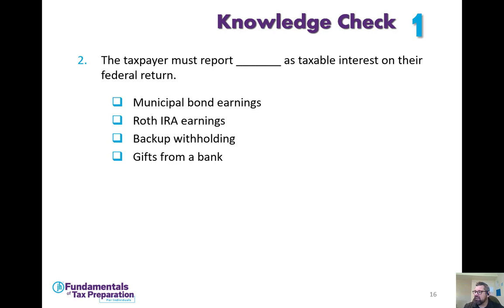So a taxpayer must report as taxable interest on their federal return. So here it's mentioning municipal bonds, the Roth IRA earnings, backup withholdings, and gifts from a bank. So municipal bonds are never taxable at the federal level. Okay, Roth IRA earnings aren't either. Backup withholding is just withholding, well, there's no interest on it, so it's kind of a trick answer. And gifts from the bank is the correct answer. Okay, so gifts from a bank, like if they give you $100 to open up a savings account or something like that, would be a taxable gift.